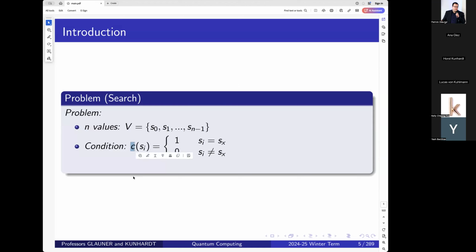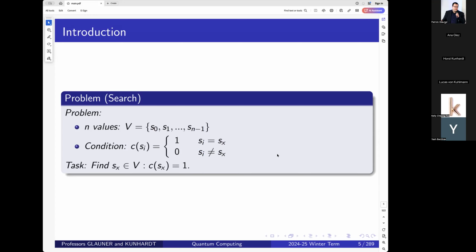And I have a function C that is a condition function, and I pass an element Si, so any of these elements here can be passed, and there is a specific element I'm looking for that is called Sx. And the function C will return 1 if the element Si that I have passed is equal to Sx. Sx is some specific value I'm looking for. And if Si is not that specific value, then I return 0.